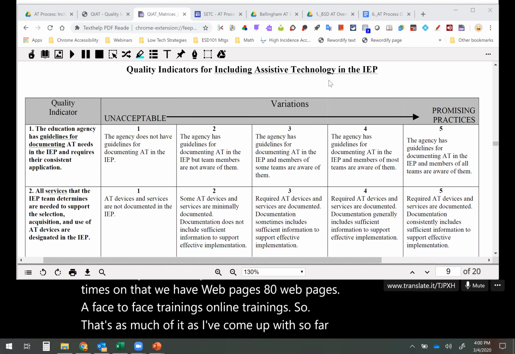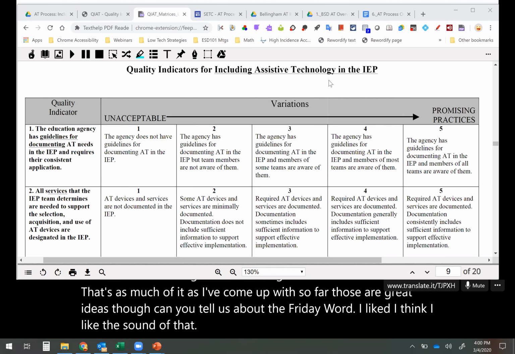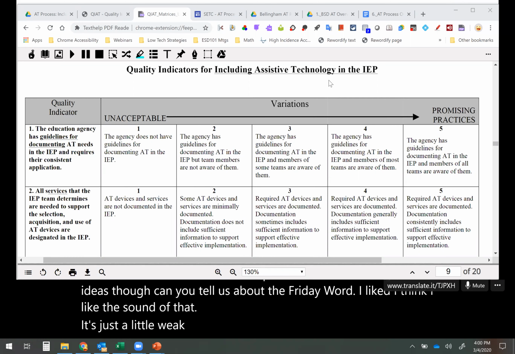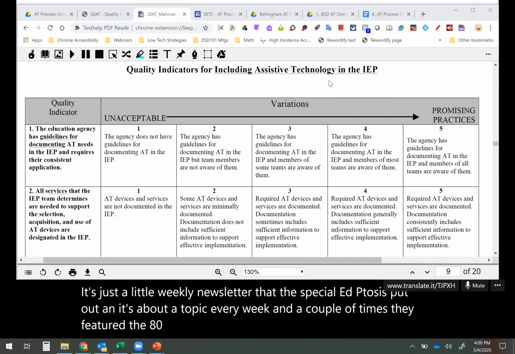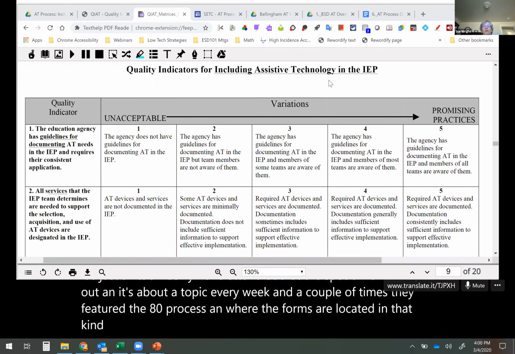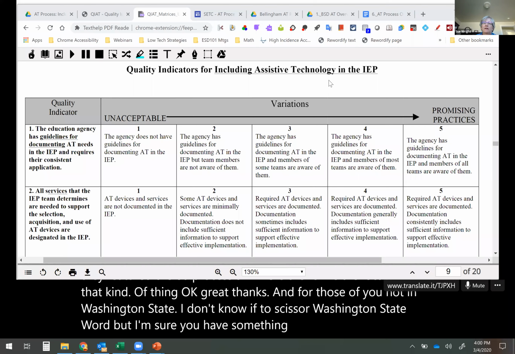Yeah, those are great ideas, though. Can you tell us about the Friday word? I like the sound of that. It's just a little weekly newsletter that the special ed TOSAs put out, and it's about a topic every week, and a couple of times they've featured the AT process and where the forms are located and that kind of thing. Okay, great, thanks. And for those of you not in Washington State, I don't know if TOSA is a Washington State word, but I'm sure you have something like it, teacher on special assignment.